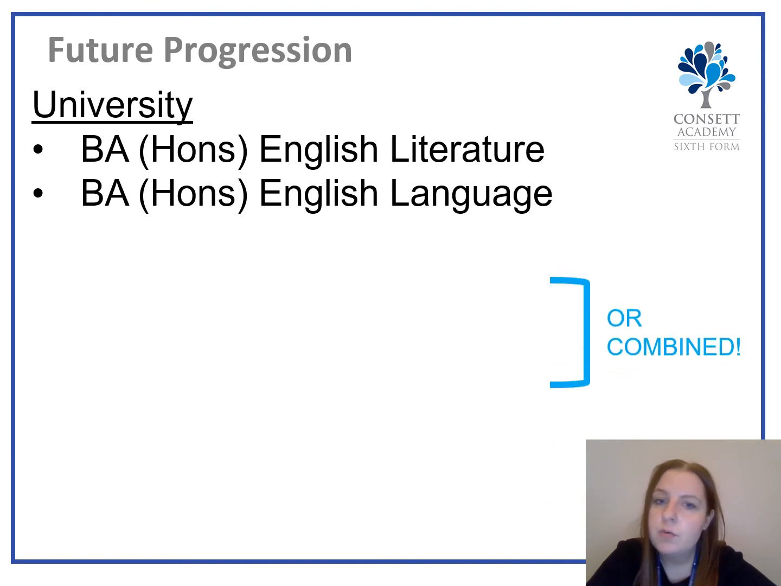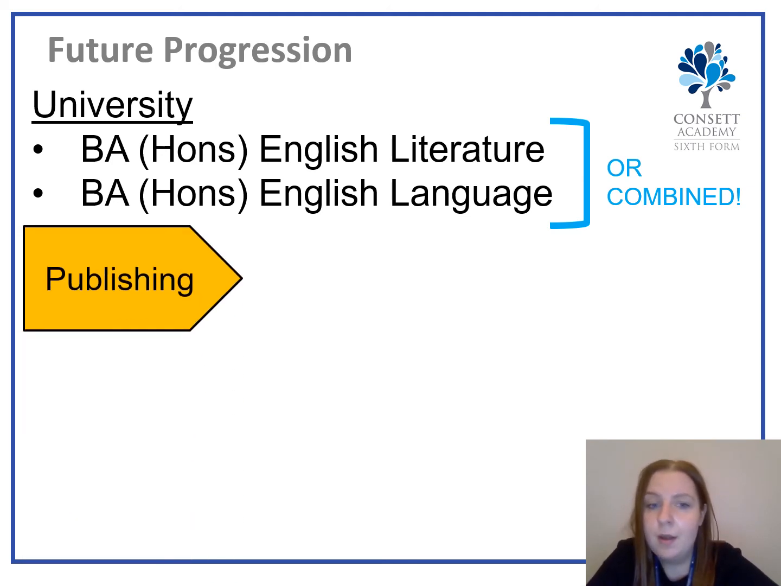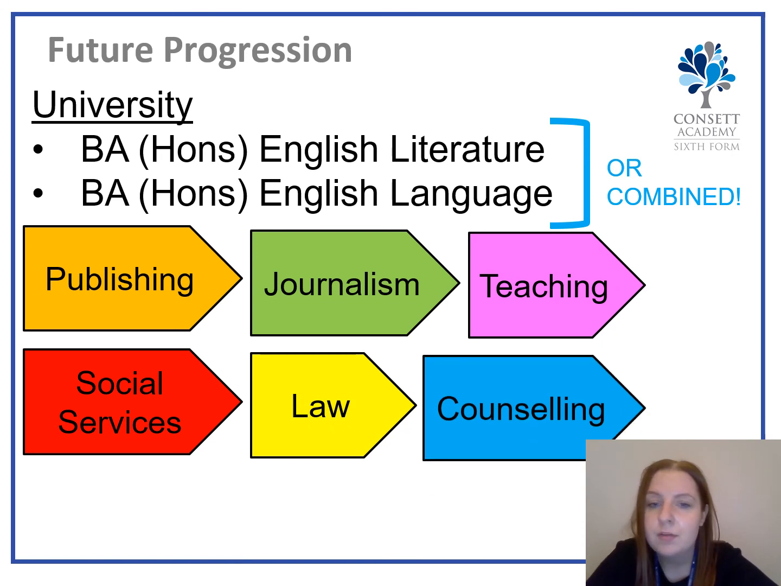In terms of future progression, there are many options open to you with English language. So of course you could go on to university and study either English language or English literature individually. There are some universities that do combine these, so you can study them both together. But of course there are many different options as well, and these are only some of them that I'm putting on the screen now. You could go down into a journalism route. You'll have that experience of crafting your own text, which will be very helpful for that career direction.